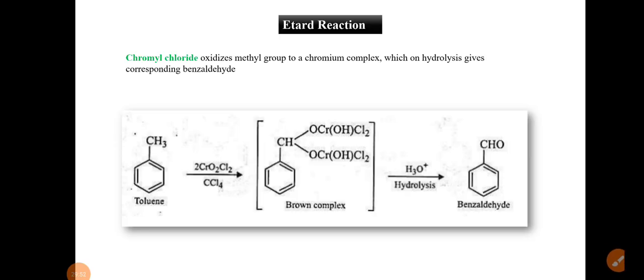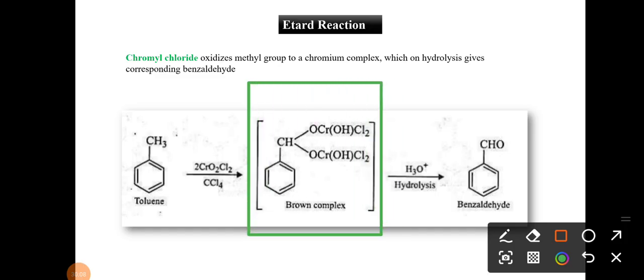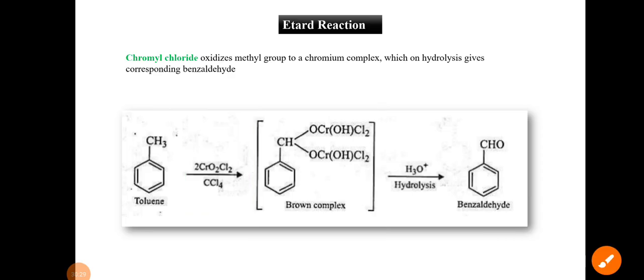Next one, the Etard reaction, right? In the Etard reaction, chromyl chloride is used. Toluene reacts with chromyl chloride, which oxidizes the methyl group to a chromium complex. Here you can see the chromium complex, okay, which on hydrolysis gives the corresponding benzaldehyde. So if you react toluene, you get benzaldehyde as a product, and the reagent is very important in this reaction, that is chromyl chloride. That is your Etard reaction. Again, this reaction forms benzaldehyde, okay.